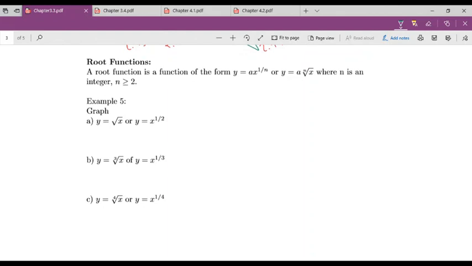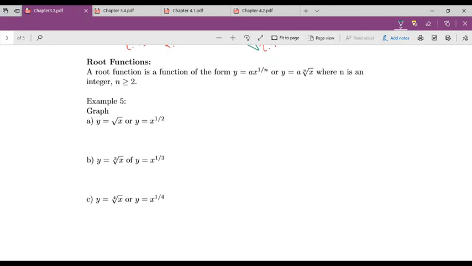A root function is a function of the form y equals a times x raised to the 1 over n, or y equals a times the nth root of x, where n is an integer and n is greater than or equal to 2. In this example it says graph, and you've got these options here. So I'm going to go ahead and graph a, b, and c.